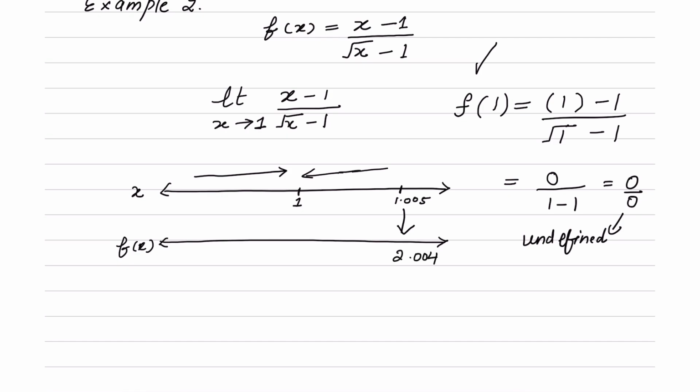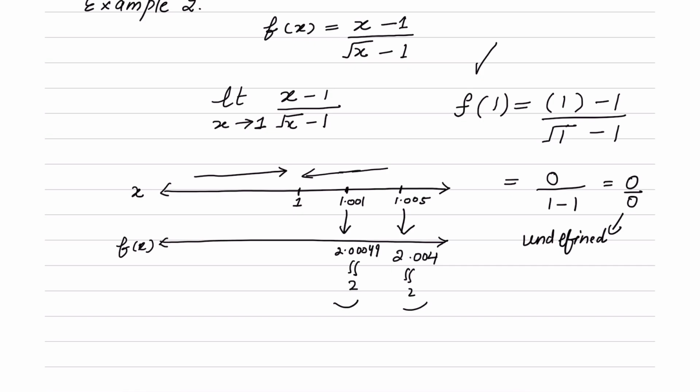2.004. Let's get closer to 1 by picking one more value, 1.001. In this case, the value of the function is 2.00049. We can see that 2.004 is approximately 2, and 2.00049 is also approximately equal to 2. So when x is getting closer to 1 on the right of 1, the function value seems to be approaching 2.